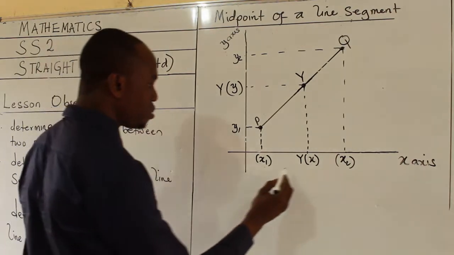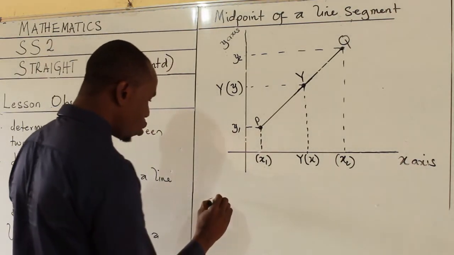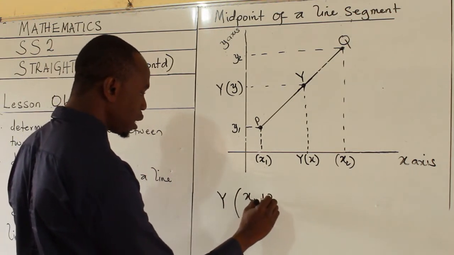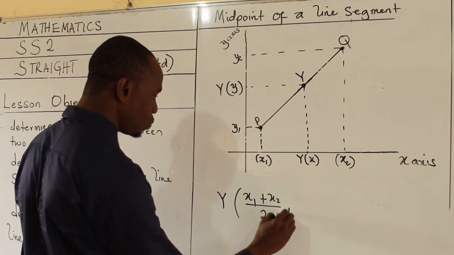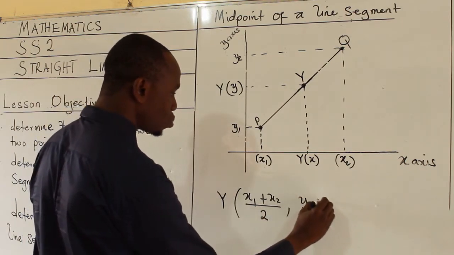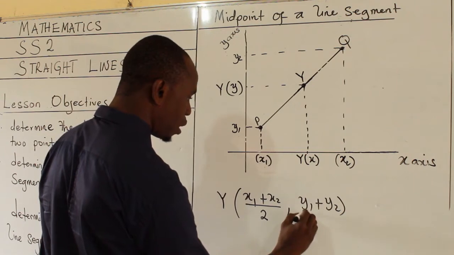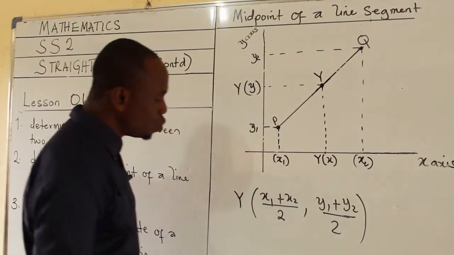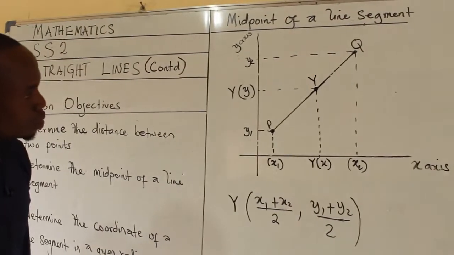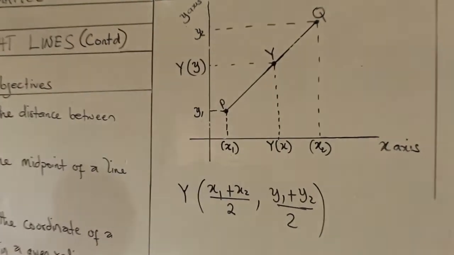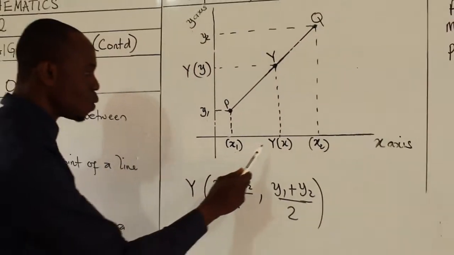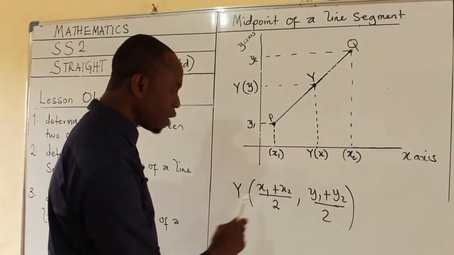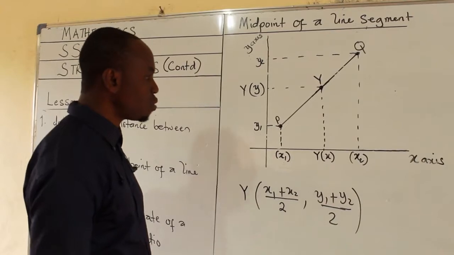So since we have agreed that it's going to be in between, the coordinates of Y will be x1 plus x2 all over 2 and y1 plus y2 all over 2. So this is the formula used in finding the coordinates of the midpoint of any line segment. Since we know that the x coordinate of Y will be in between x1 and x2, if we add those and divide by 2, you will get the x coordinate of Y.